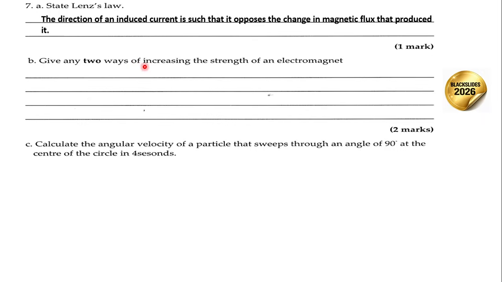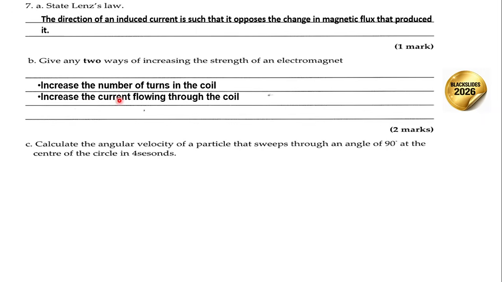Give any two ways of increasing the strength of an electromagnet. Well, there are many ways. The examiner is just asking us for any two marks. So one way to increase the strength of an electromagnet is to increase the number of turns in the coil. The more turns in the coil, the greater will be the magnetic force or the strength of the electromagnet.